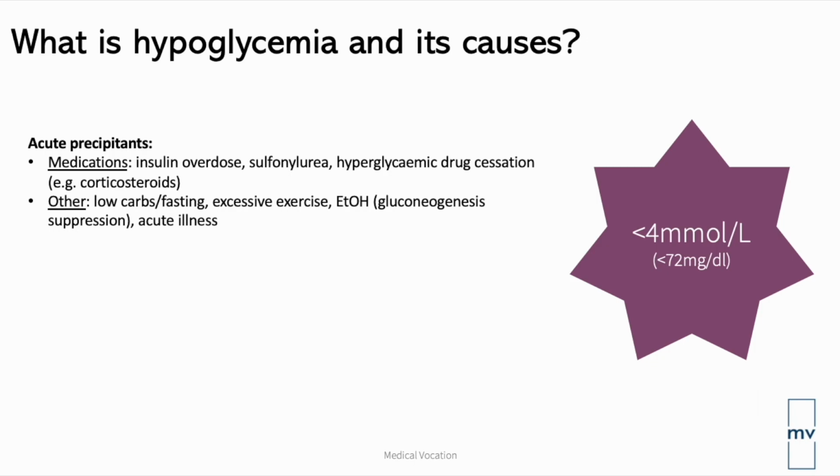Other factors include things like the patient fasting, or engaging in excessive exercise. Alcohol, due to its gluconeogenesis suppression effects, can also cause hypoglycemia, and acute illnesses can rarely cause hypoglycemia as well.